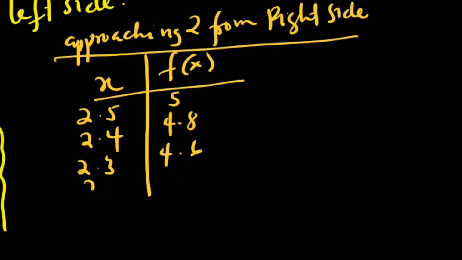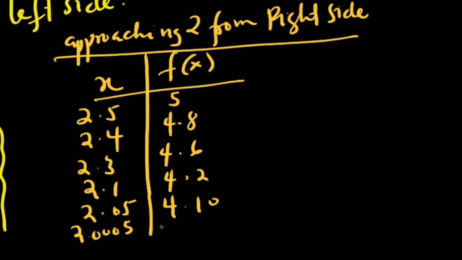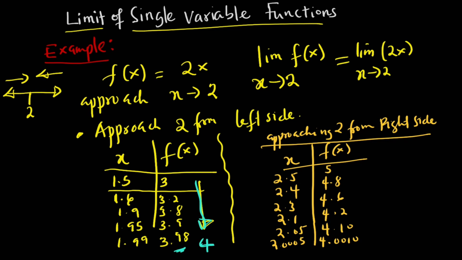Let's say we get a little closer, let's say 2.1. That will give us 4.2. Let's say we reduce it a little further, we have 2.05. That will give us 4.10. If you reduce it even further to something like 2.0005, that will give us 4.0010. Essentially, we are multiplying the value of x by 2. Since that's the definition of the function, we are multiplying the value of x by 2 to get the functional value, to get what happens to the function as we approach 2 from the right side and from the left side.